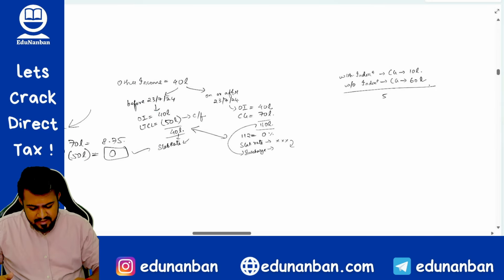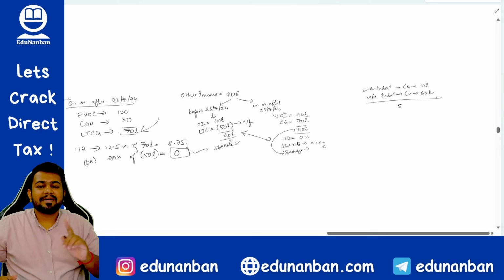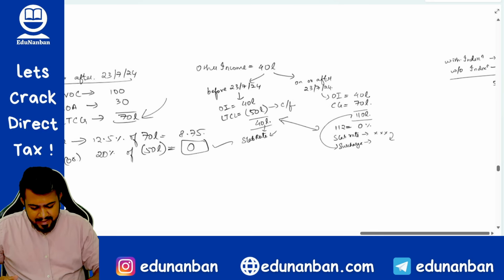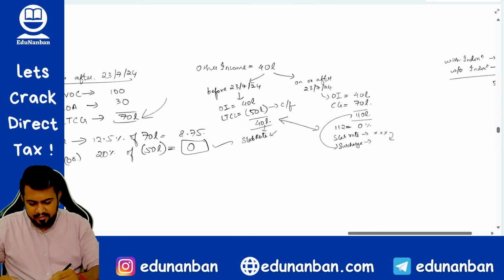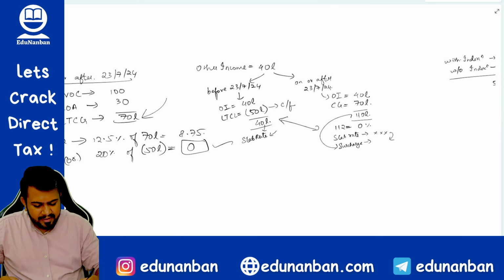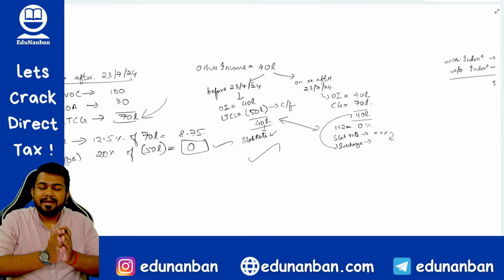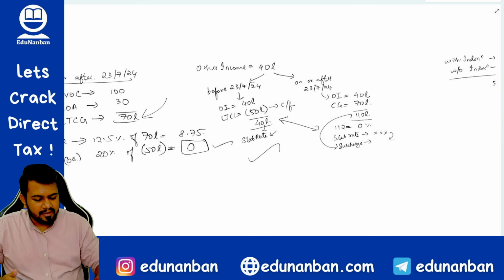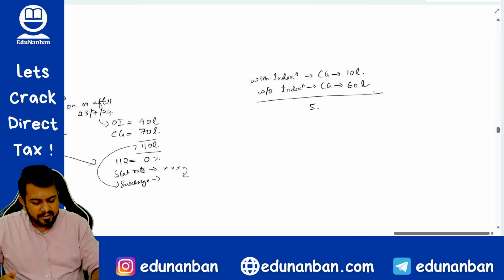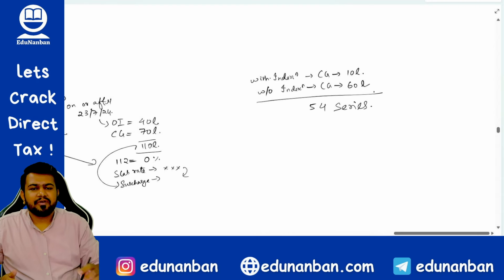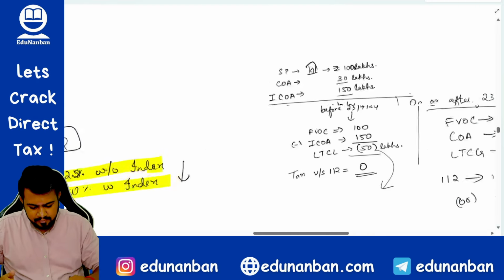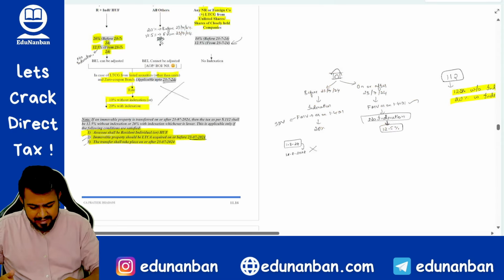So 3 places where you should remember that benefit of indexation is not available. One place is that now for set off and carry forward of loss, the benefit will not be available. For calculating the surcharge, the benefit will not be available, and also while calculating the 54 series exemption, the benefit will not be available. I hope you are clear with the provision.